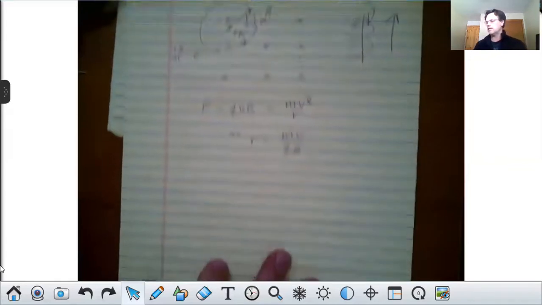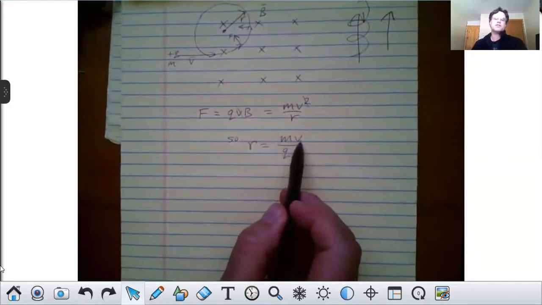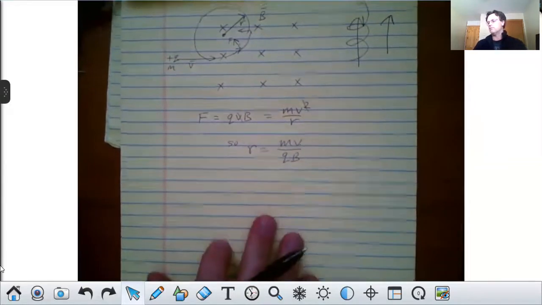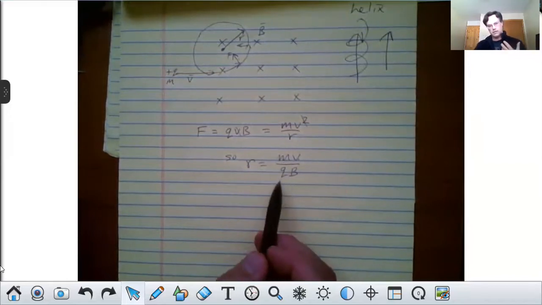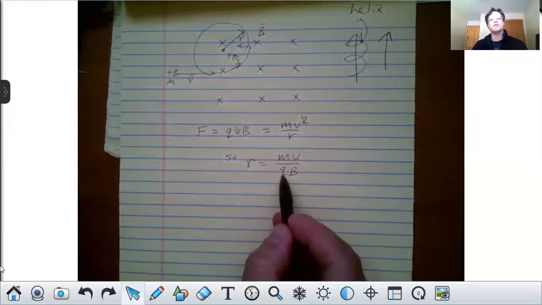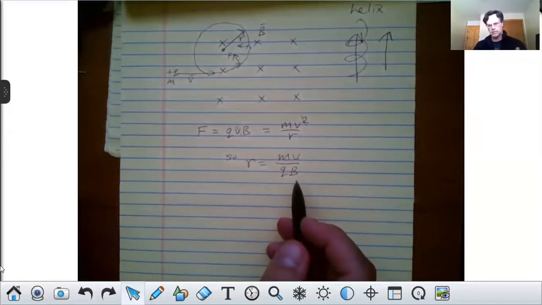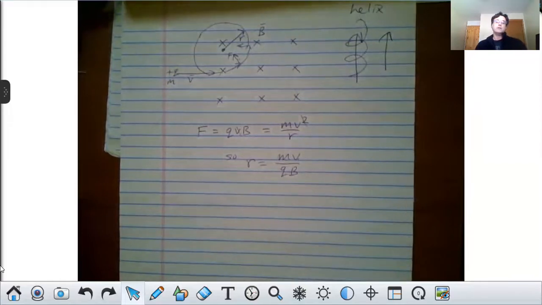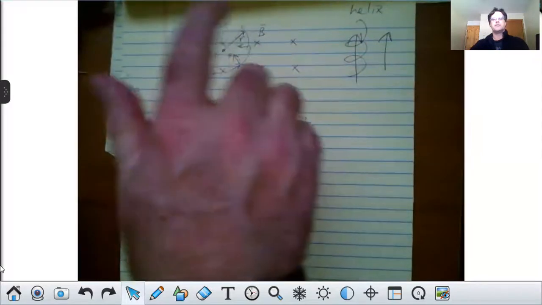So we see that the radius of the charge depends on the mass and the speed. The faster it's going, the bigger the radius. The larger the mass, the larger the radius too. Right, and that makes sense because of inertia. I mean, it's going to be harder to turn something with larger mass. The bigger the charge, though, and the bigger the field, the smaller the radius, the tighter the circle it makes.